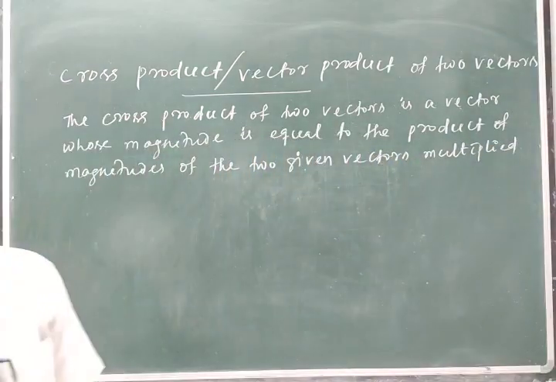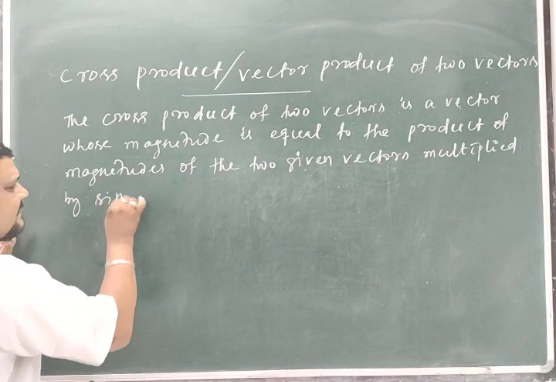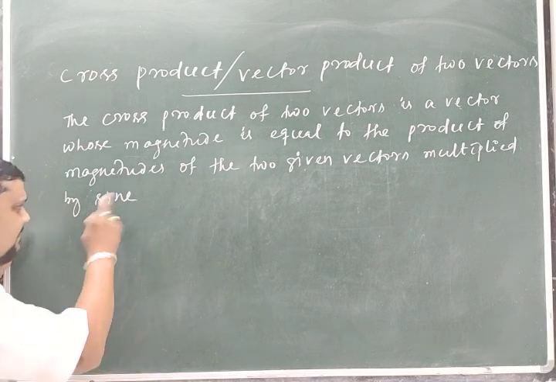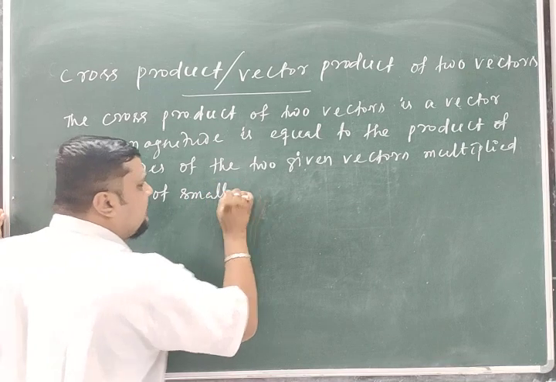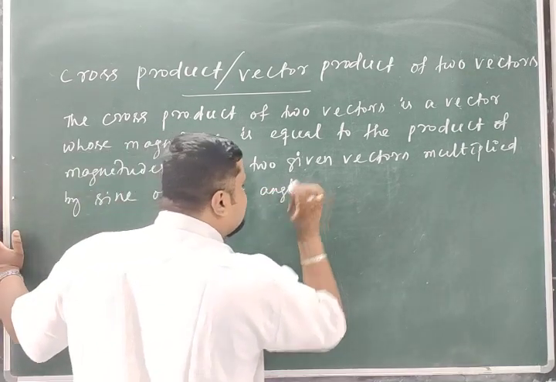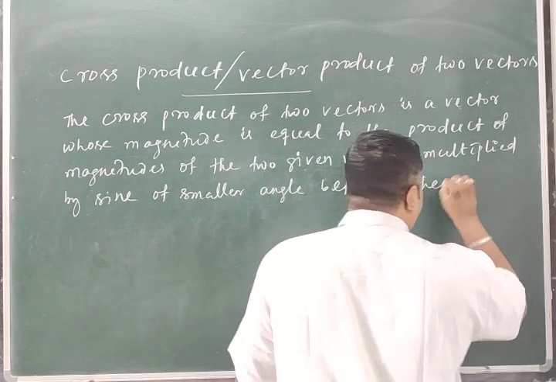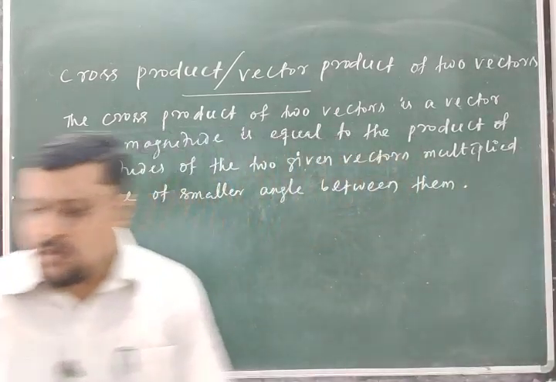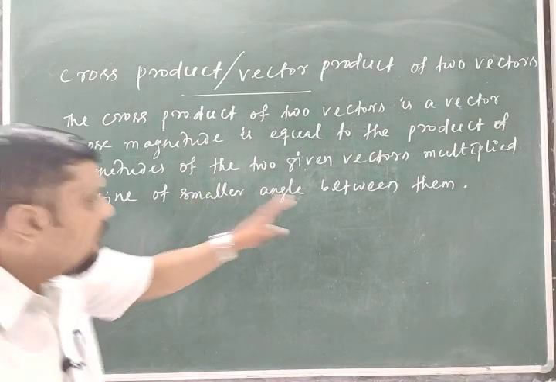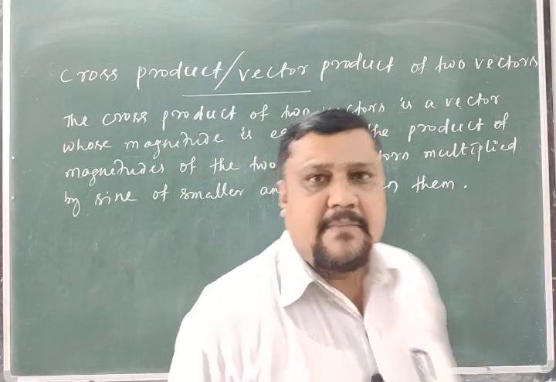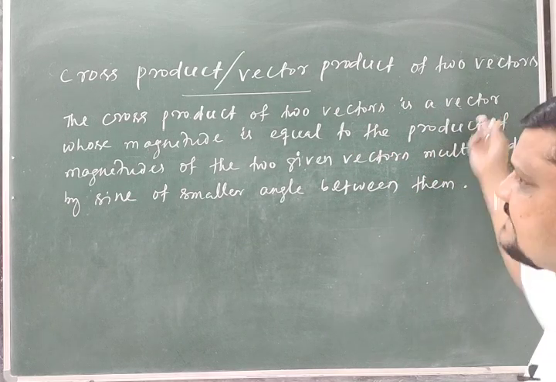sine theta, multiplied by the sine of the smaller angle between the two given vectors. So the cross product of two vectors is a vector.